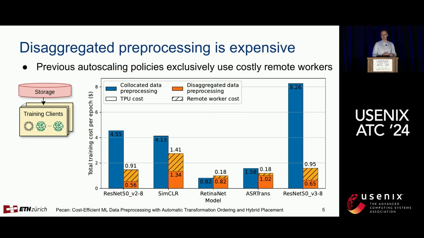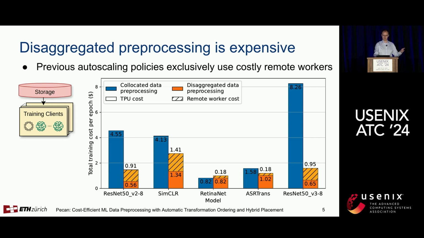So how does disaggregated preprocessing help us in terms of cost? Well, what we see here is our 5 machine learning workloads. ResNet, SimCLR, and RetinaNet are computer vision models, and ASR Transformer is a speech recognition model. And finally, we also include ResNet run on a more powerful TPU. This is to show how our policies can benefit across different hardware architectures.